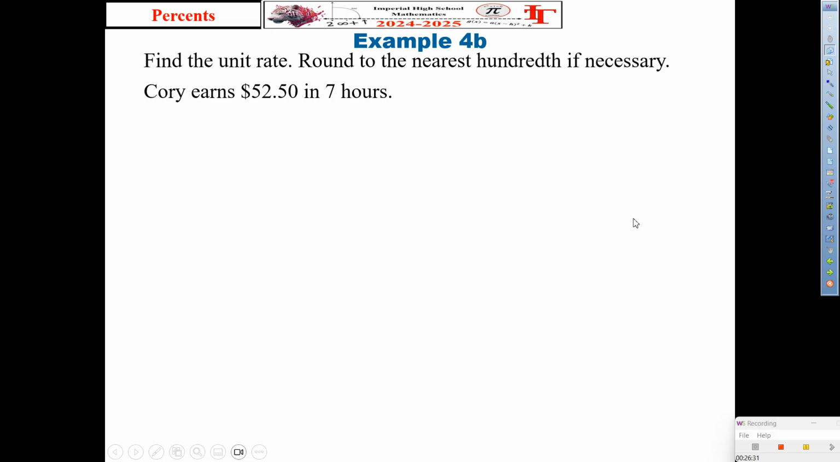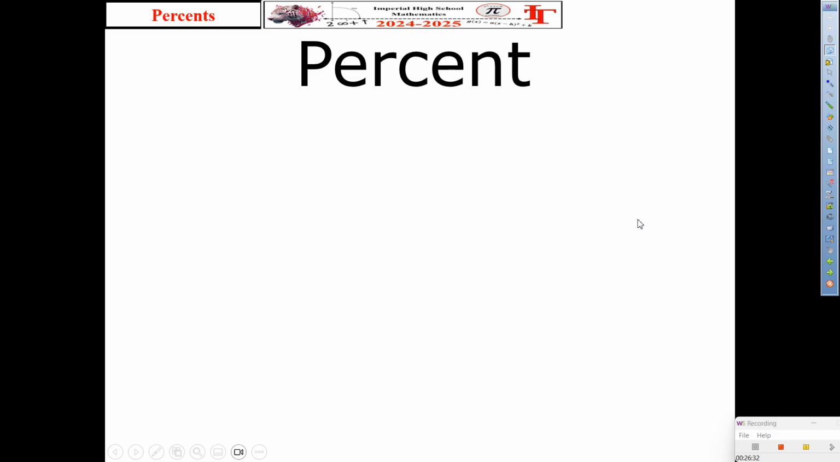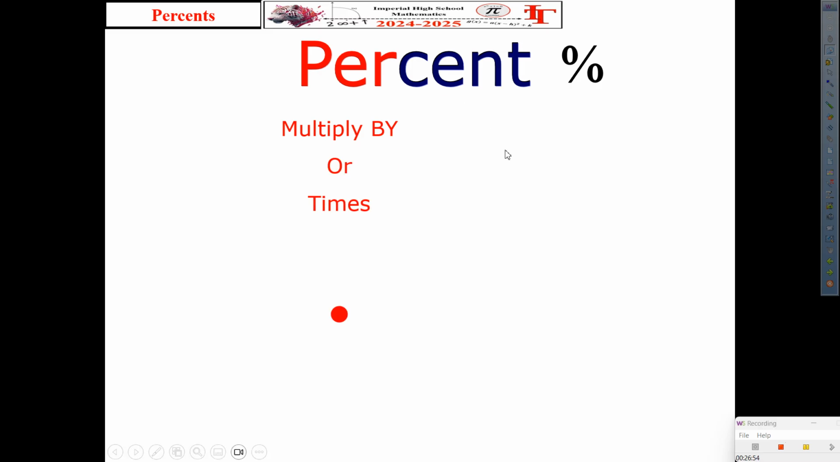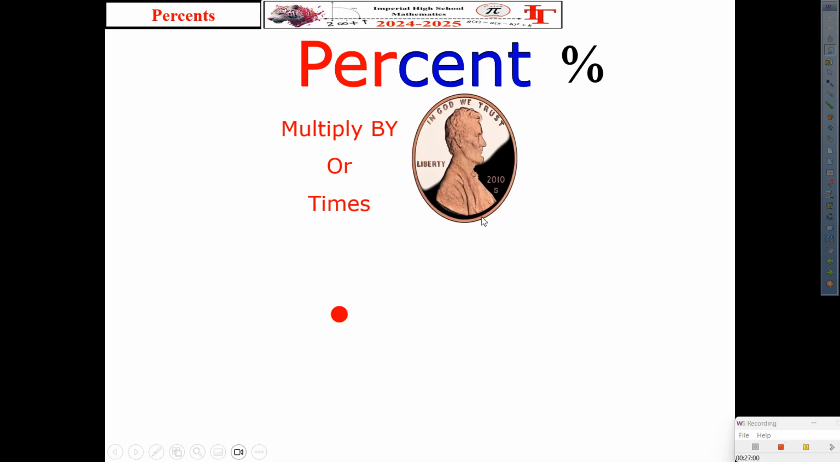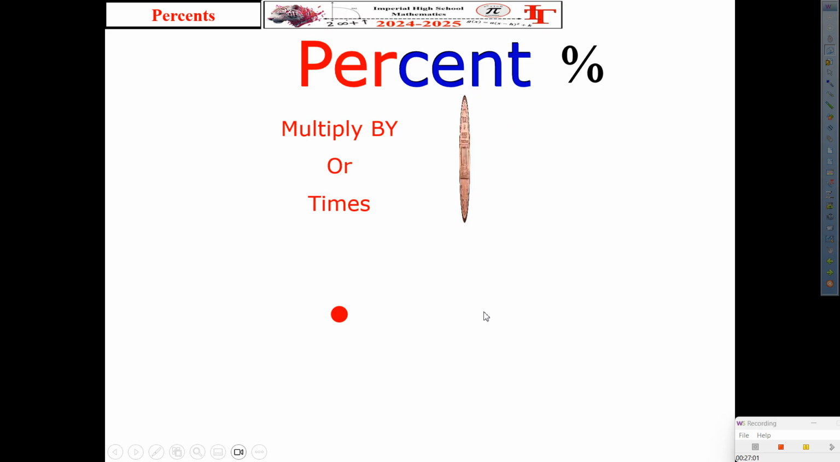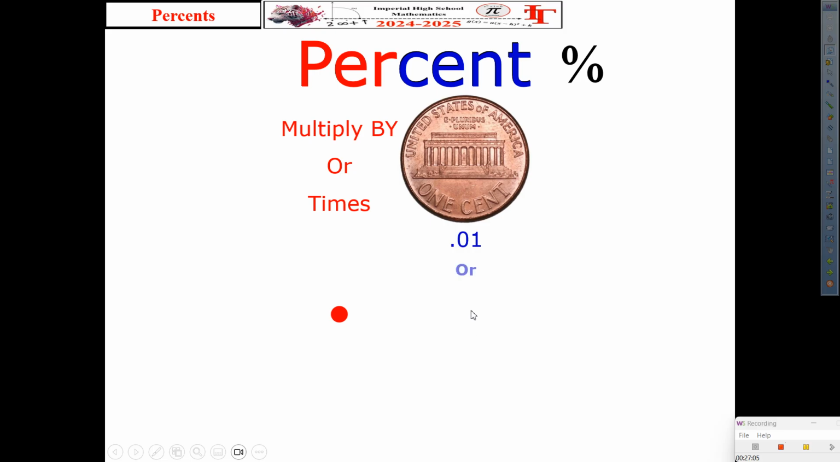Let's move on. Look up. Now moving on to percent. This is what we're going to close this session with. Percent is a compound word. It can be broken into two words: per and cent. Per means to multiply. Cent, everybody seen that before? Yeah, a cent. Hey, it's got 2 heads. Which means what? 0.01, or 1 out of 100 pennies.